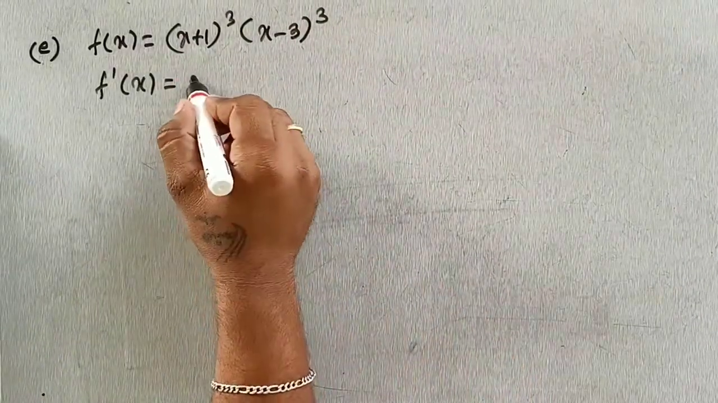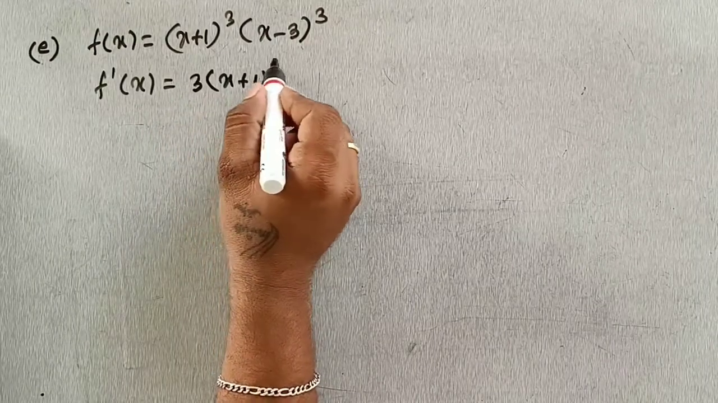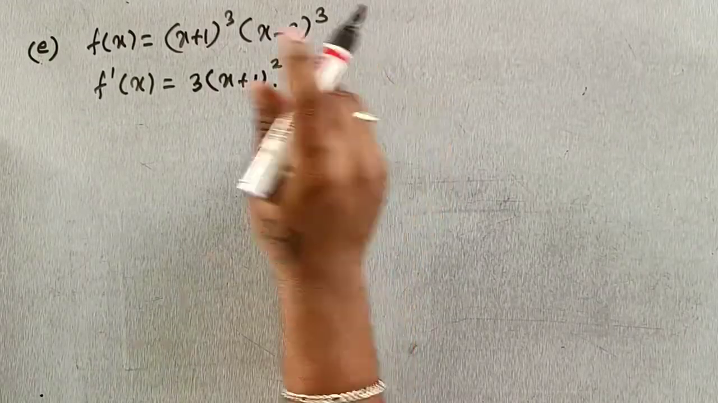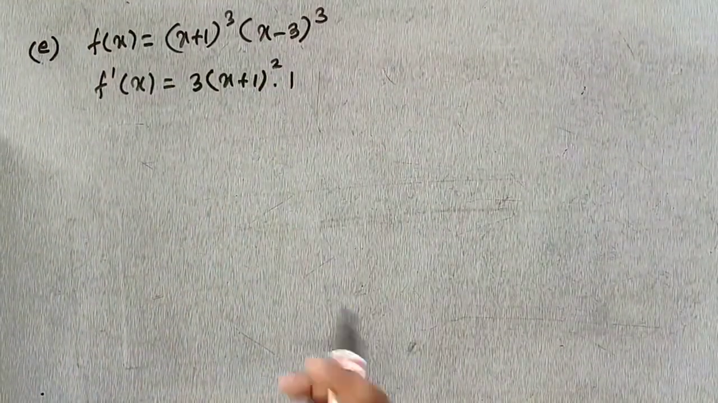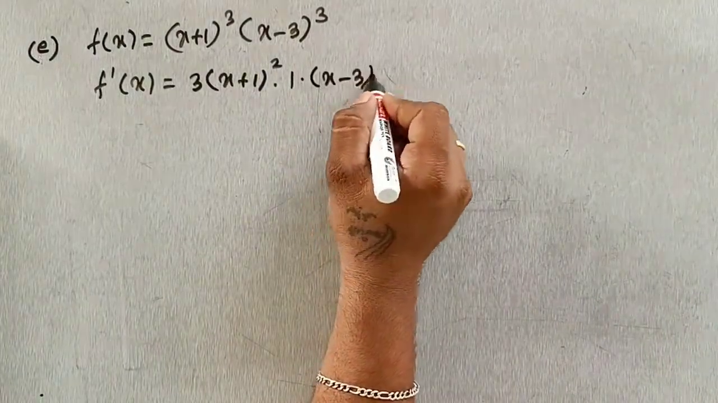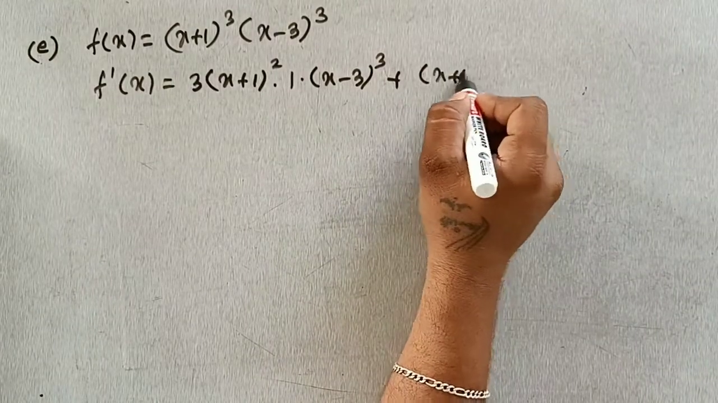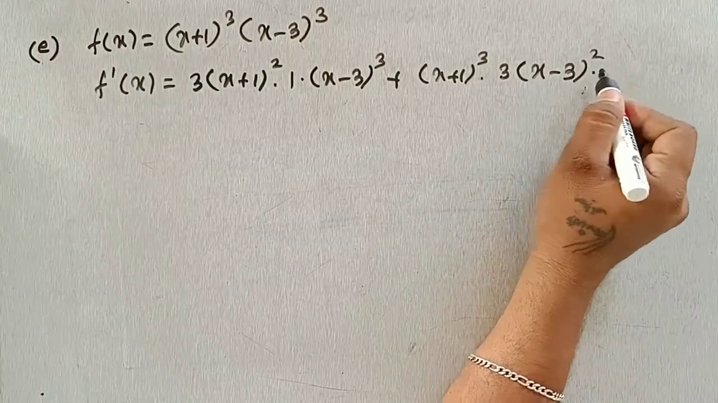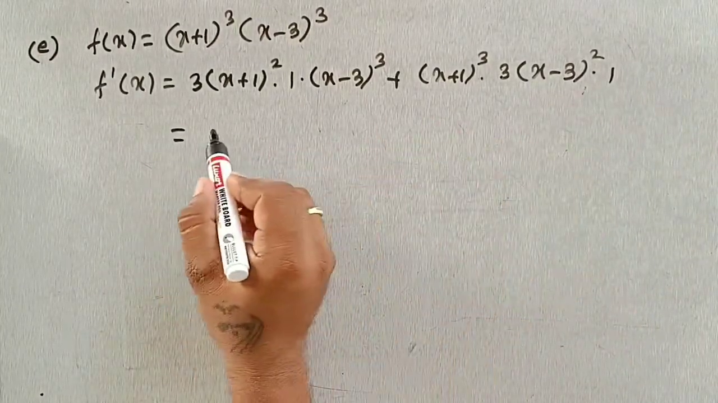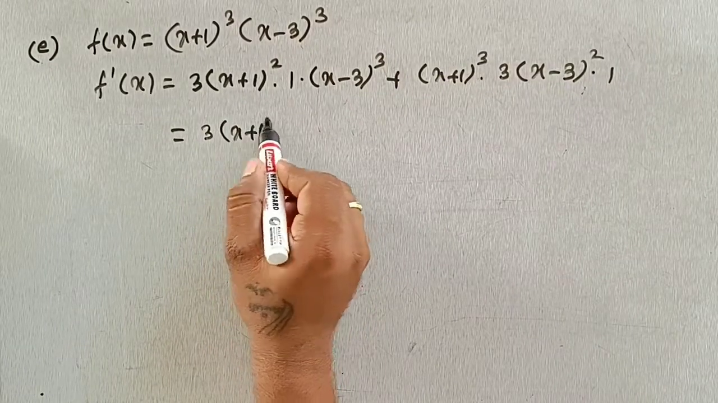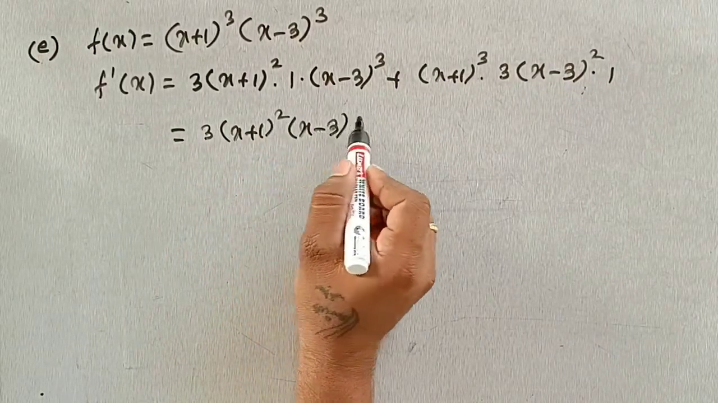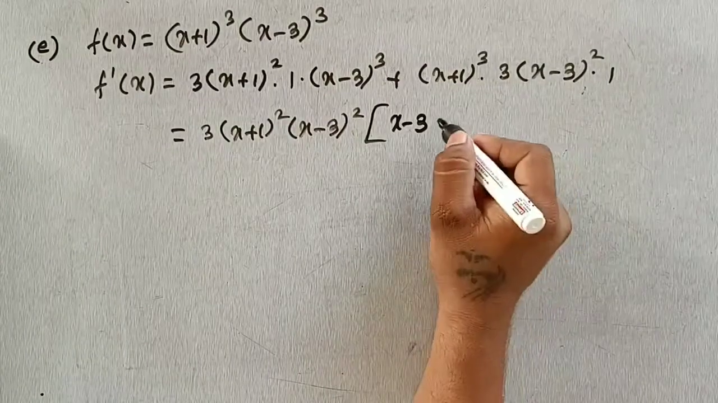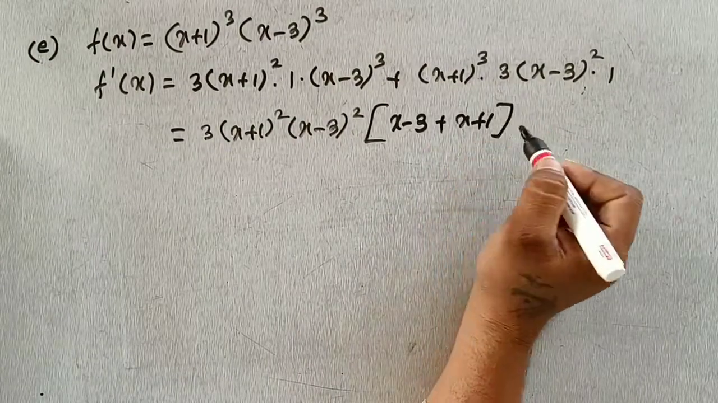First differentiate the first function, we will get 3 into x plus 1 square into the differentiation of x plus 1, which equals 1. Then plus, keeping the first function, differentiate the second function: 3 times x minus 3 whole square into 1 will come. Now what is common for these two terms? 3 times x plus 1 whole square into x minus 3 whole square is common. So for the first term x minus 3 will remain, plus for the second term x plus 1 will remain.